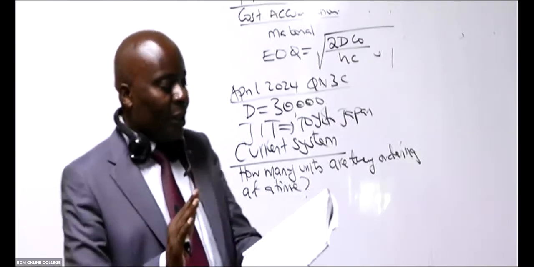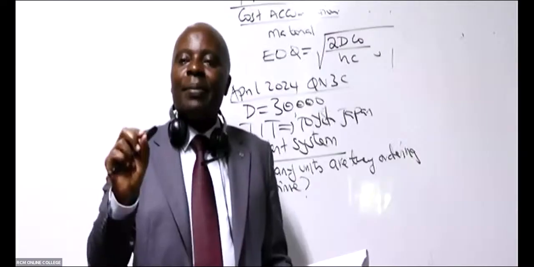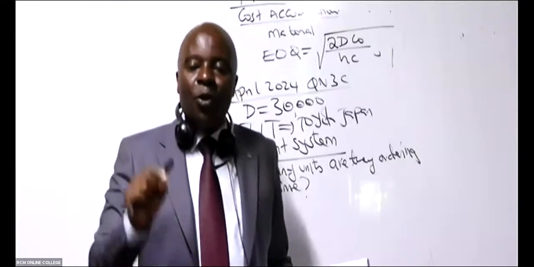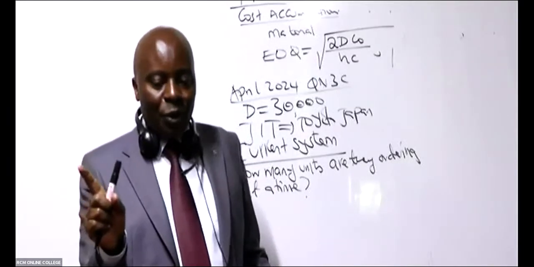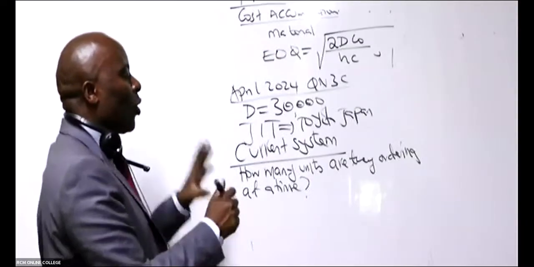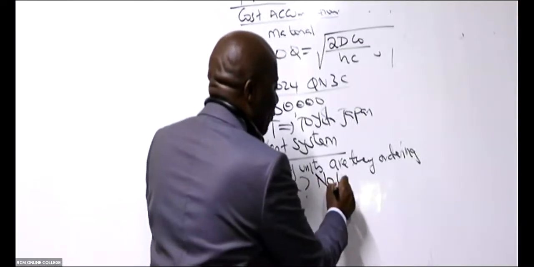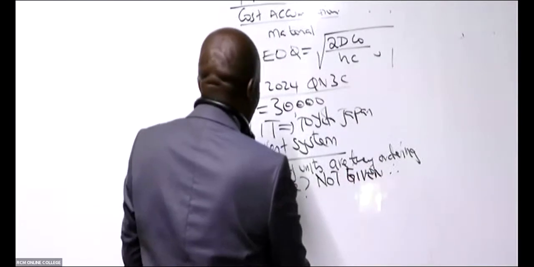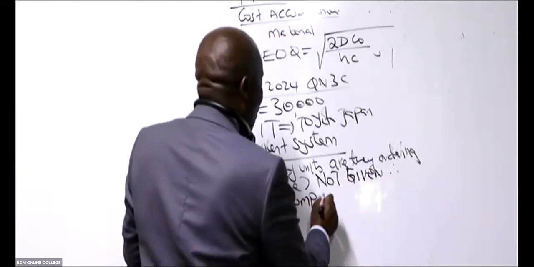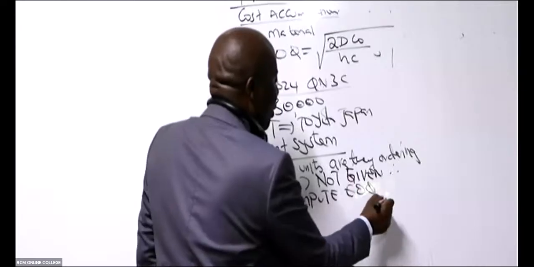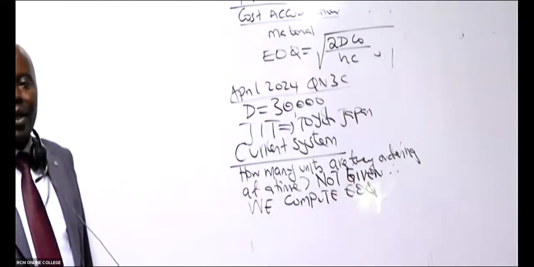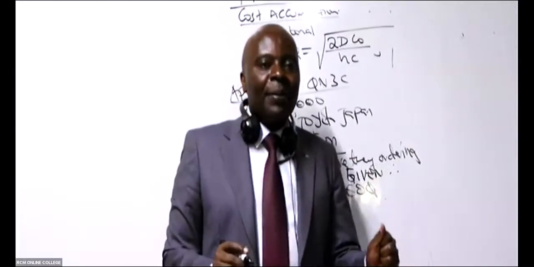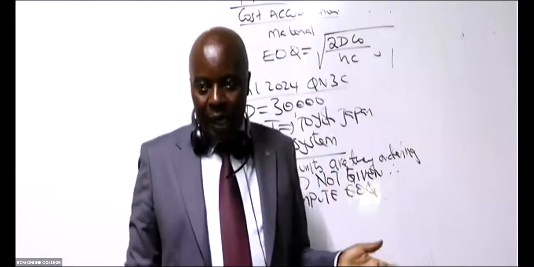How about, ladies and gentlemen, the current system? The current system, the reorder quantity has not been given. When the reorder quantity is not given, you always compute EOQ. So in this case this is not given, and therefore we shall compute EOQ. Not given, you can just have brief notes. Under this current system, there is nowhere they have told us that, for example, every time they are ordering 2,000, 3,000, nowhere.